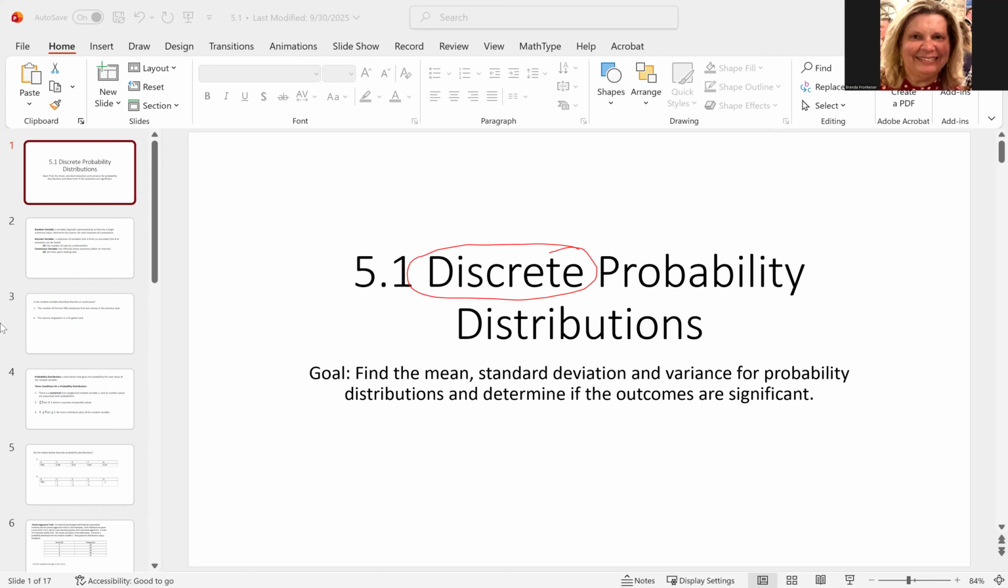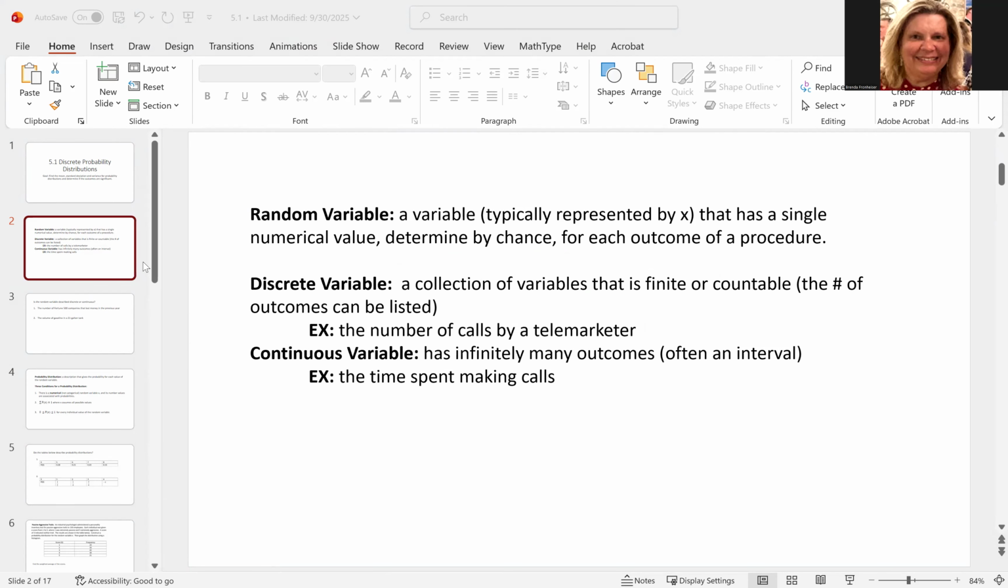So, first off, a random variable is a variable that basically has a numeric value. It's determined by chance, it's random, and it's basically representing the outcome. Previously, our event was maybe rolling a die. Our random variables were the numbers 1, 2, 3, 4, 5, and 6. They were all and will continue to be discrete variables. Discrete variables are finite or countable. How many threes did we get? Or much more practically, how many calls were made by a telemarketer?